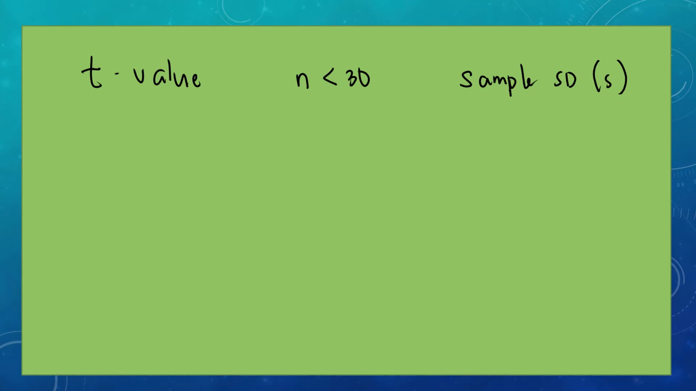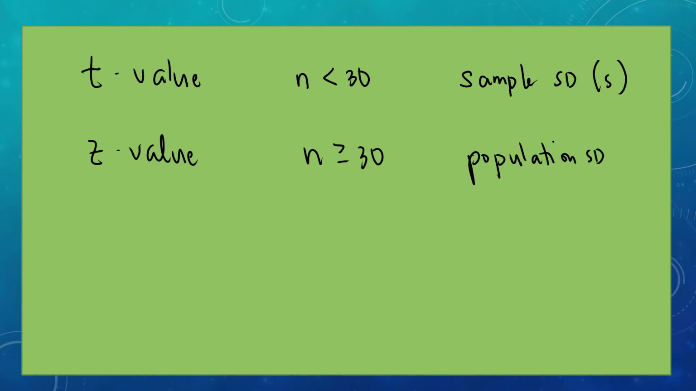note of the following. Just always remember that we can use t-value or critical t-value if our n is less than 30 and the sample standard deviation, or what we call s, is given. Now, or it's simply sigma is unknown. However, we're going to use z-value if n is greater than or equal to 30 and the sigma, or population SD, is known. So we denote that as sigma.